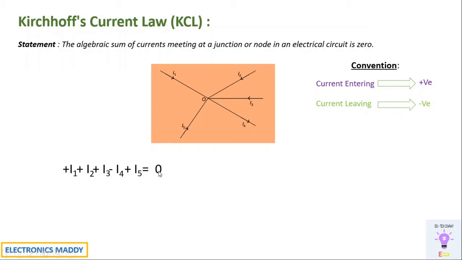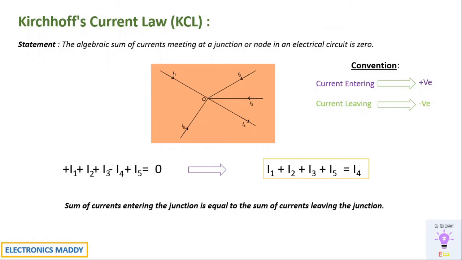So what is the next step? If we try and solve this using mathematical analysis, you will be getting I1 plus I2 plus I3 plus I5 is equal to I4. I4 is transferred to the RHS side, and you will be getting this equation. So what does this give you an indication of? Can the statement be further simplified to have a clear understanding of what KCL is all about? The sum of currents entering the junction is equal to the sum of currents leaving the junction.